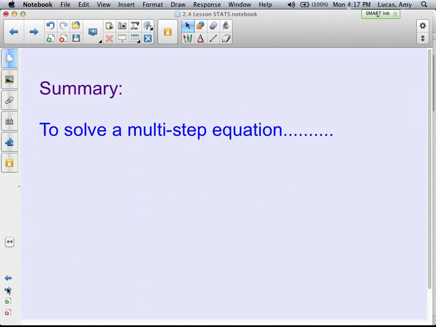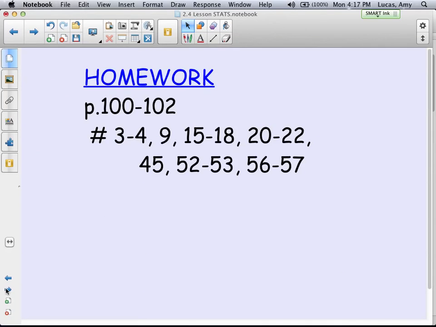Now, it's time to write a summary to solve a multi-step equation. Remember, there were a lot of different kinds of multi-step equations. So write a couple of sentences to explain how you solve them. And here are your homework problems. They jump around quite a bit, but they're all good.